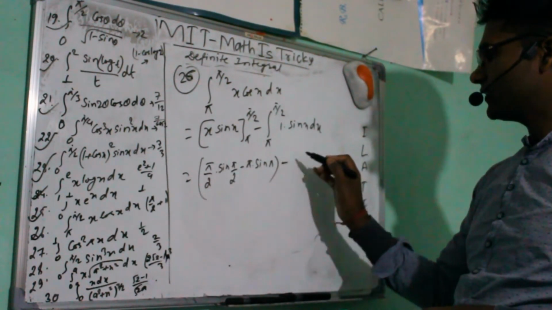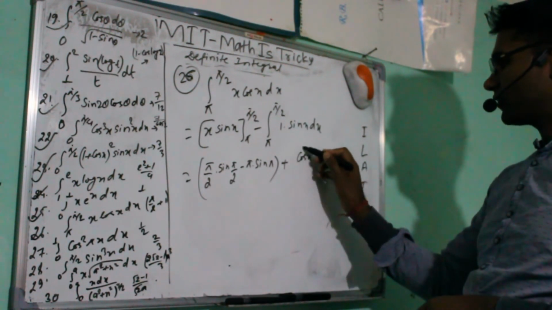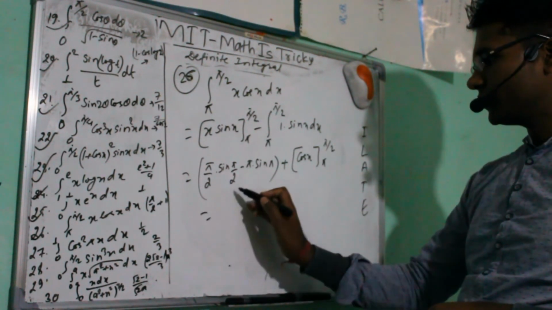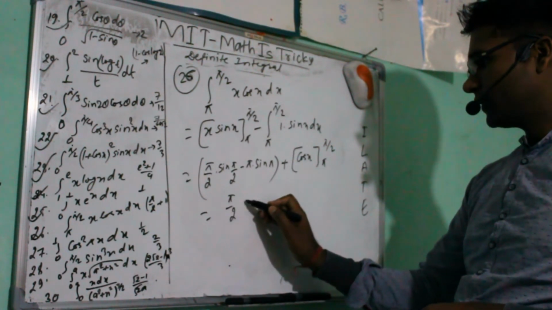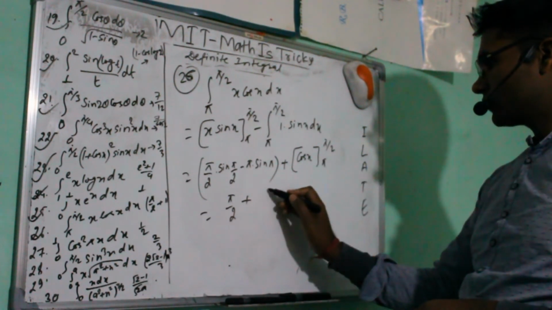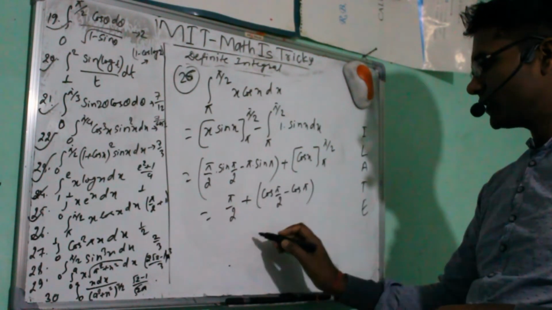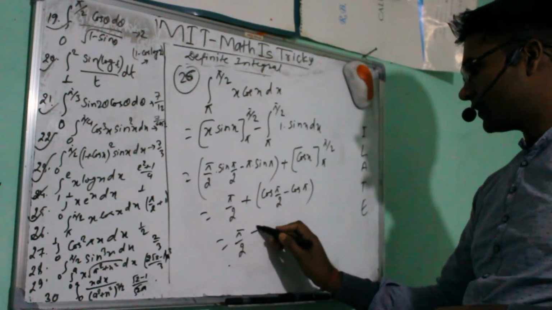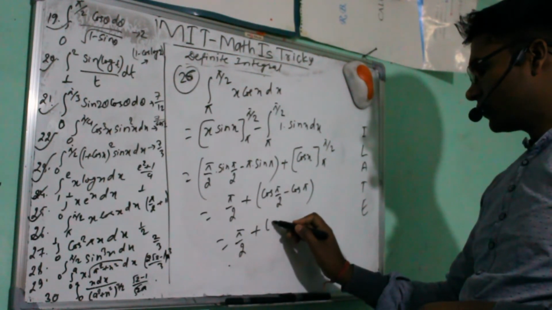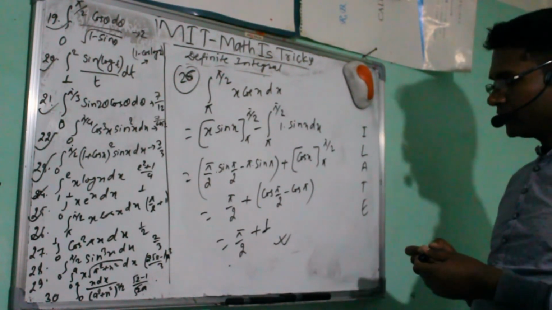Let's move to question number 16. Question number 16 is the integral from 0 to a of dx by a square plus x square. Put here x equals a tan theta, then dx will be a sec square theta d theta. When x equals 0, theta will be 0, and when x equals a, theta will be pi by 4.